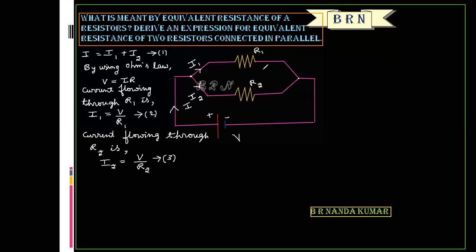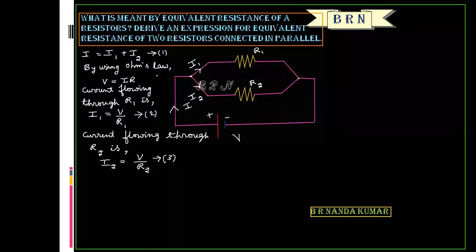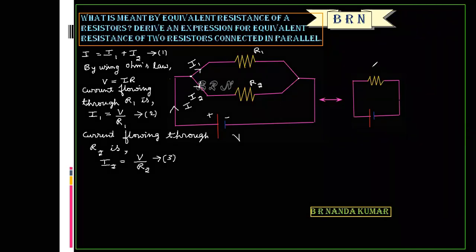Now if the two resistors are replaced by a single resistor, consider the equivalent circuit. This is the equivalent circuit and this is the equivalent resistance, that is RP. Here also the potential difference across RP is V and current flowing through RP is I. RP is the equivalent resistance of the single resistor which produces the same effect as this combination.